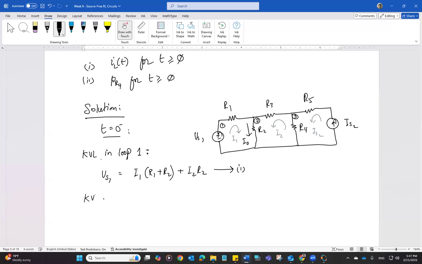And when we apply KVL in loop 2 and perform mesh analysis, there's no voltage source, so 0 equals I1 times R2 plus I2 times (R2 plus R3 plus R4). And then IS2 is going down through R4, so minus IS2 times R4.